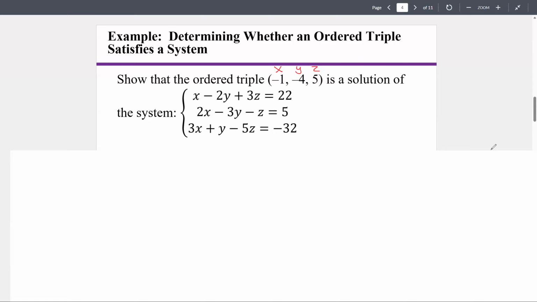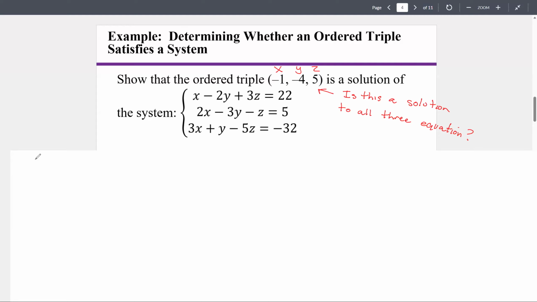So what I really want to know is, is this a solution to all three equations? So not just two equations, I want to know is it a solution to all three. If it's not a solution to one of them, then it's not a solution to the system.